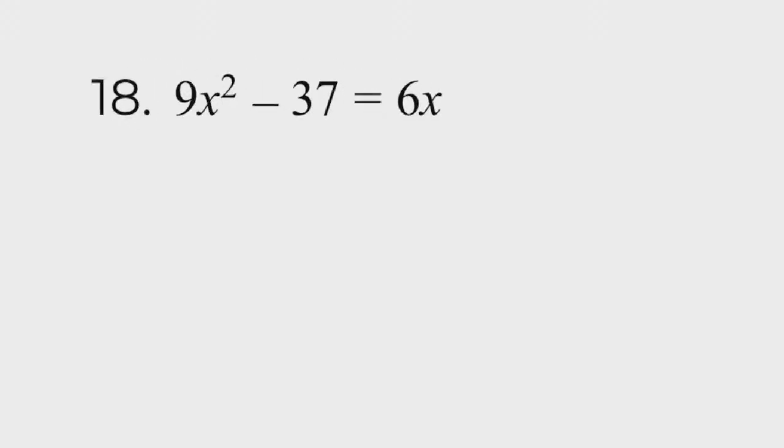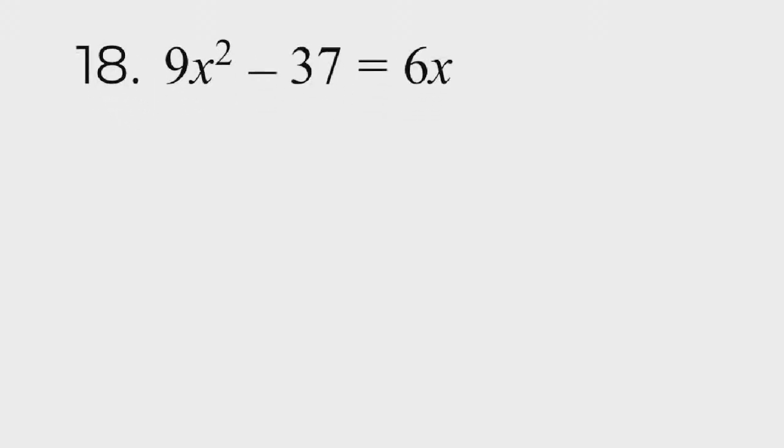Okay, and this last one. So we want to move the 6x over to the left, and we want to write it in the middle so that it's in standard form. So I have 9x squared minus 6x minus 37 equals 0. We can't factor anything out, so we're just going to use these numbers as our a, b, and c. So a is going to equal 9, b is going to equal negative 6, and c is equal to negative 37.